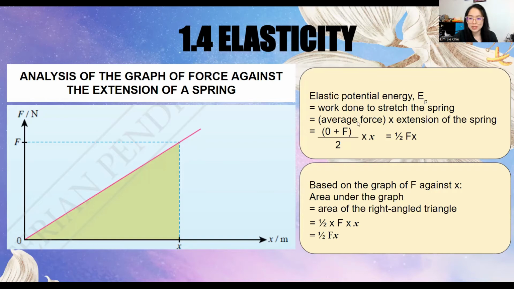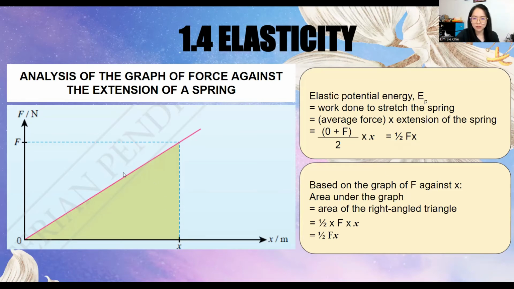So what is the average force of the spring? Last year, we learned about average velocity, right? To find average velocity is initial velocity plus final velocity divided by 2. That was what you learned last year. So this year, average force means the initial force, which is before you exerted the force, plus the final force after the extension, divided by 2, and then multiplied with the extension x. So I have 1 over 2 multiplied with Fx. This is the formula for elastic potential energy.